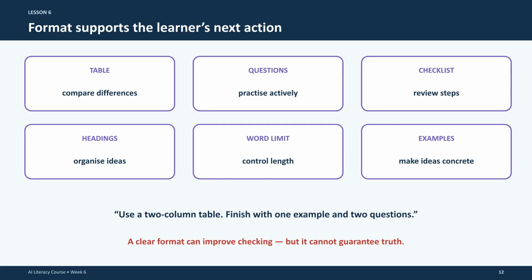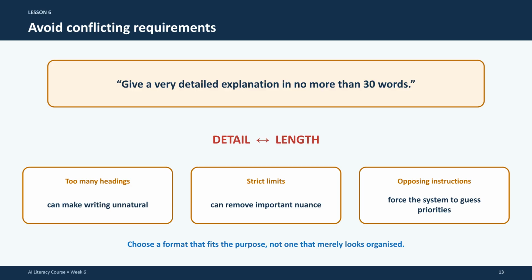The format element defines how the response is delivered. Choose a structure that supports your next action, such as a table for comparing ideas or a checklist for reviewing steps. Remember, structure doesn't guarantee factual accuracy. Watch for conflicting requirements in your format instructions. Asking for high detail in a very small word count can force the AI to make poor compromises. Always ensure your requirements are compatible and support your purpose.